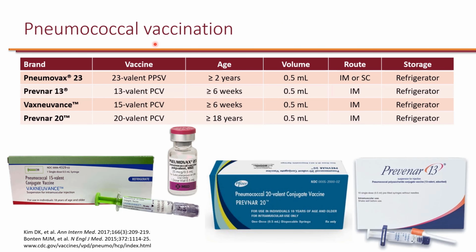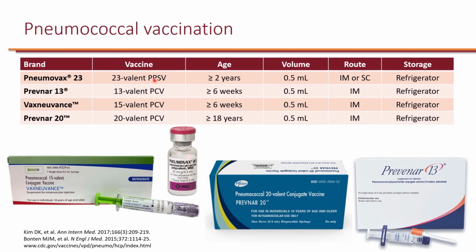There are currently 4 different pneumococcal vaccine products on the market in the United States. The first one is Pneumovax 23, which is a 23-valent pneumococcal polysaccharide vaccine. And what that means is that it includes 23 serotypes of Streptococcus pneumoniae in this vaccine. It is approved for ages 2 years and older, and it is available as a 1-dose vial, so this needs to be drawn into a syringe, can be administered as an intramuscular or a subcutaneous injection, and all of these products must be stored in a refrigerator.